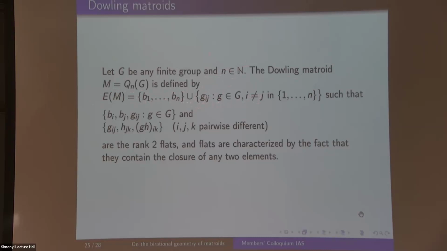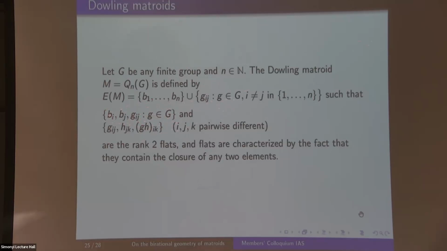So G is the group element, Ij is, so to speak, their location. And then you define now your rank functions by defining the flats. Easy exercise. If you say what the flats are, you can also define the rank function as follows: Bi, Bj, and all Gij for all G in G. This forms a flat of rank 2. So this is rank 2.